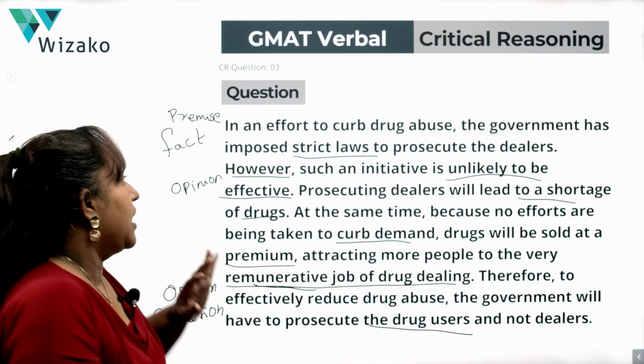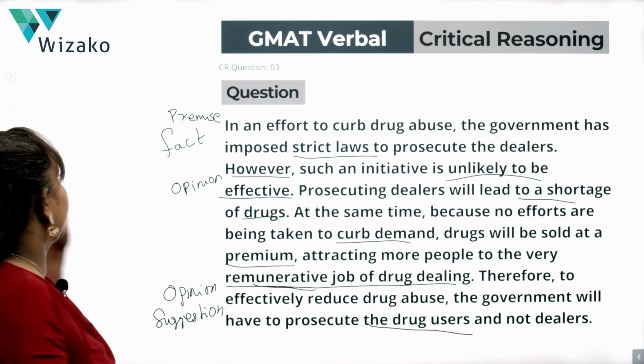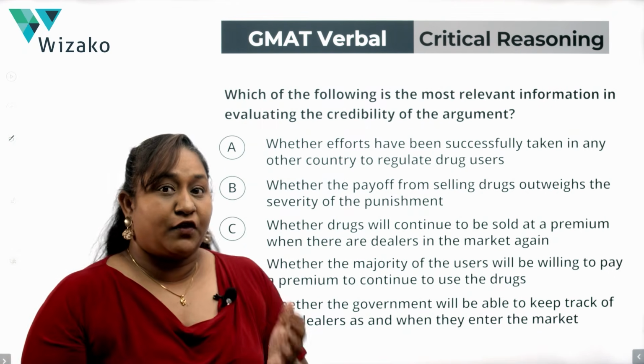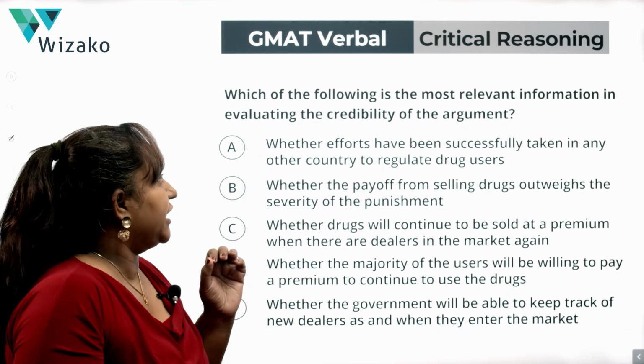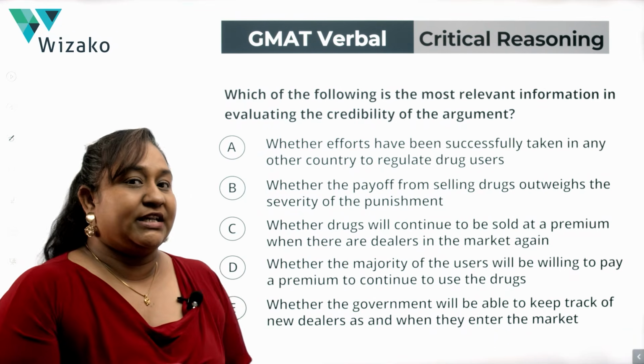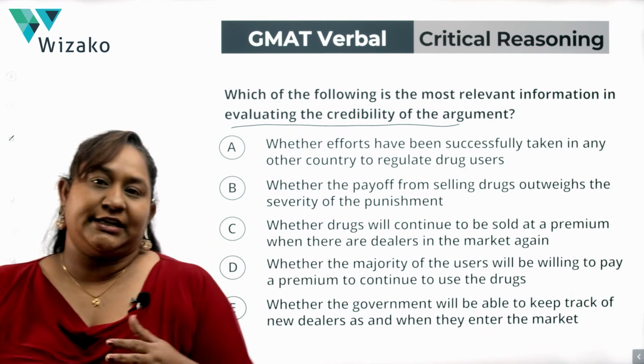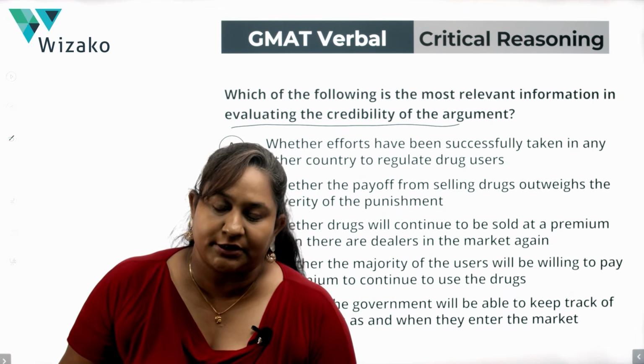What can we do? Right, having read the argument, let's look at our question. Now the question says, which of the following is the most relevant information in evaluating the credibility of the argument? Let's talk about this question type before we talk about our answer options.